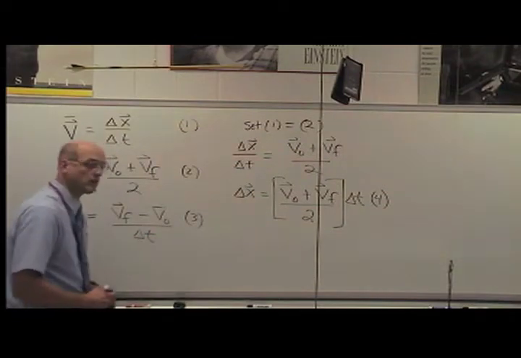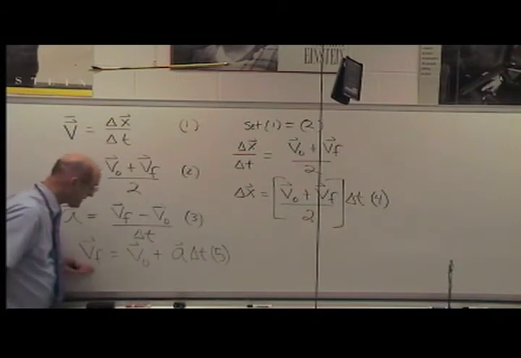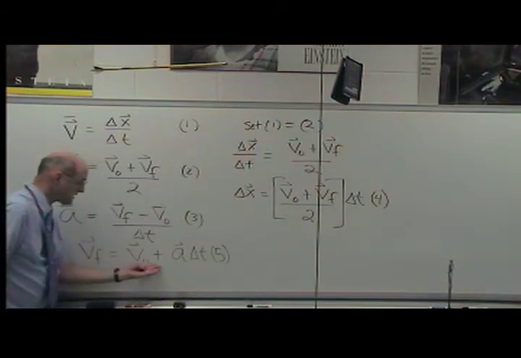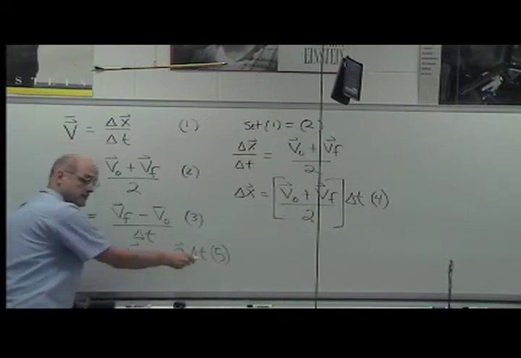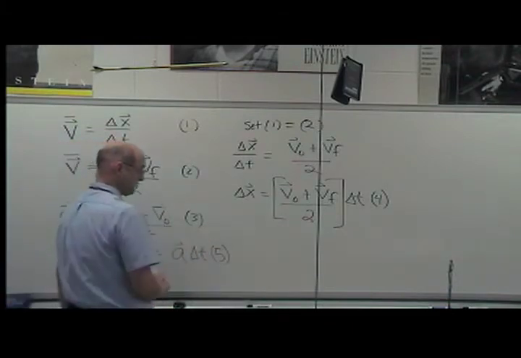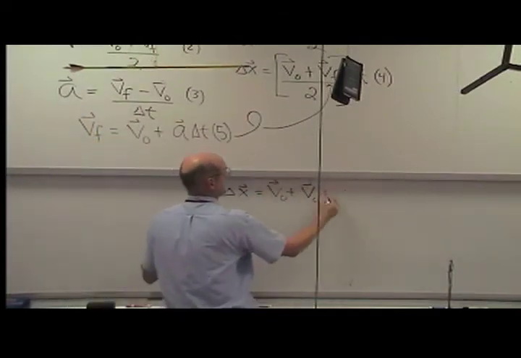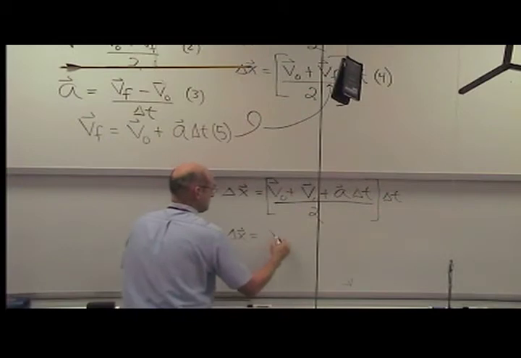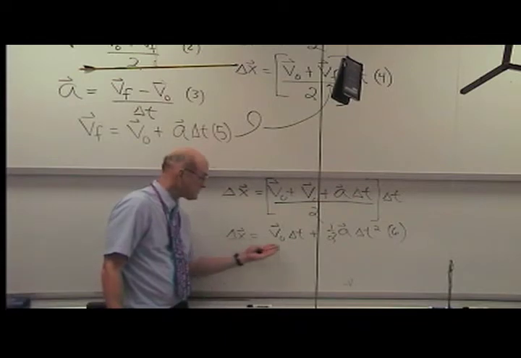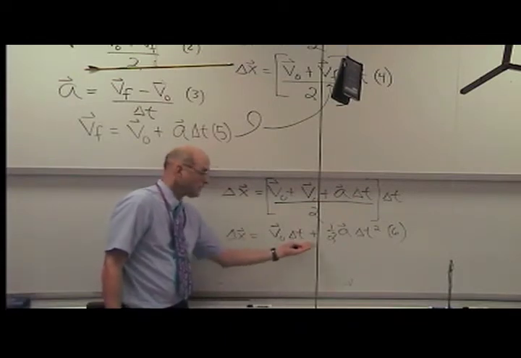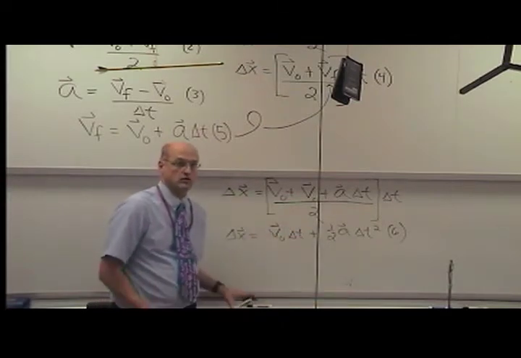So let's solve equation 3 for final velocity. Here it is. Final velocity is equal to the original velocity plus the acceleration times the time. That's equation 5. Now I'm going to take equation 5 and substitute it into 4. And there we have it. The displacement is equal to the original velocity times the time plus 1/2 the acceleration times the time squared. And that I'm calling equation 6.